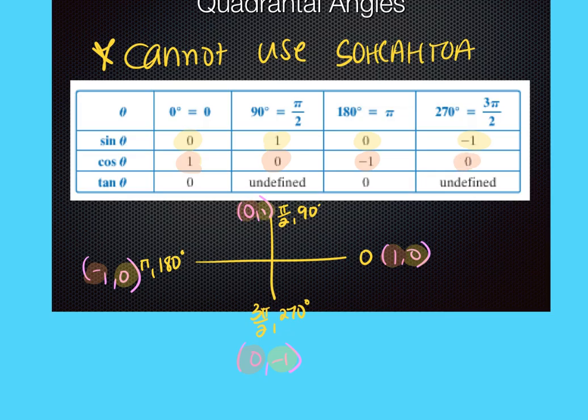And then I encourage you to memorize your tangents as well because it will make your life easier. Tangent on the right and the left are 0, and the top and the bottom are undefined. So at 0, your tangent is 0. At the top, it's undefined. On the left, it's 0. And on the bottom, it's undefined. So these are like straight up memorization because you cannot use SOHCAHTOA.